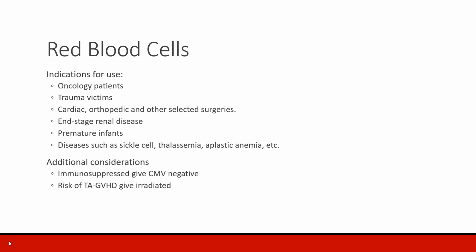In the kidneys. So when the kidneys fail, we don't have that stimulation, and these patients will require transfusion. Diseases such as sickle cell, thalassemia, aplastic anemia. Additional considerations for transfusion of red blood cells is if the patient is immunosuppressed, give CMV negative blood. If there's a risk of transfusion-associated graft versus host disease, give irradiated blood.